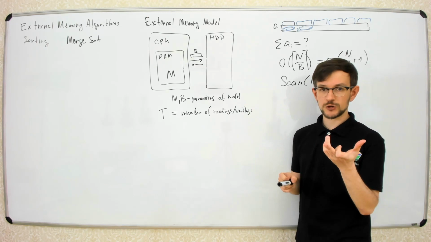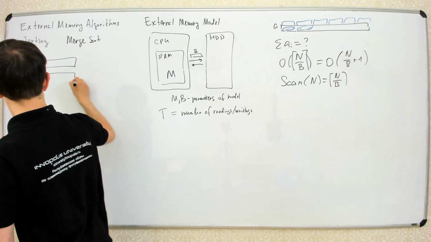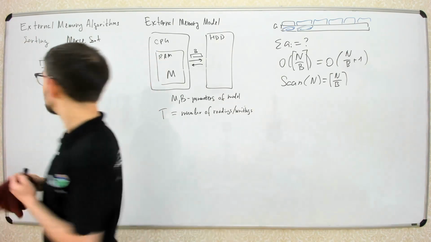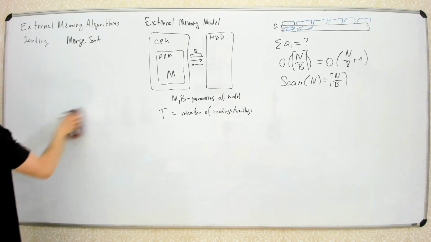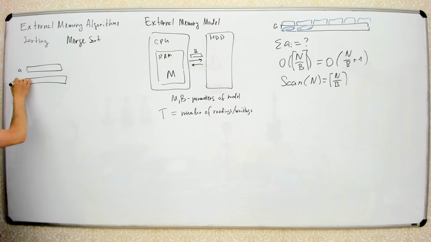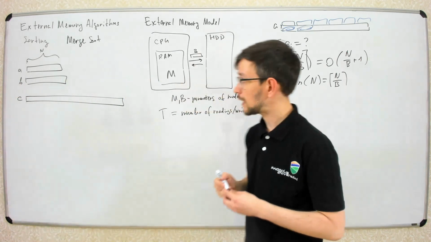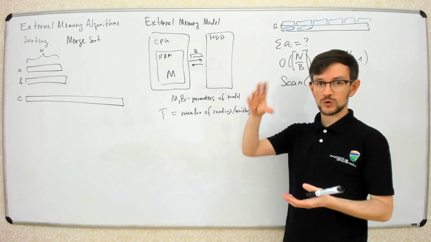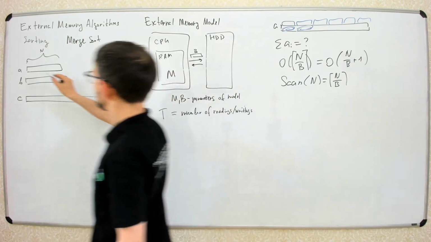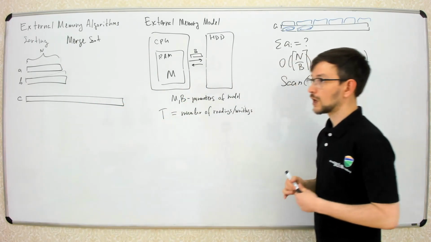The core operation of merge sort is actually merging two arrays. So let's say we have two arrays. Let's draw them much bigger. Let's have arrays A and B of size n, and we want to merge them into array C. So how do you merge two sorted arrays into one sorted array? Both arrays are sorted, and you want to merge these two sorted arrays into a single sorted array. How do you do it?